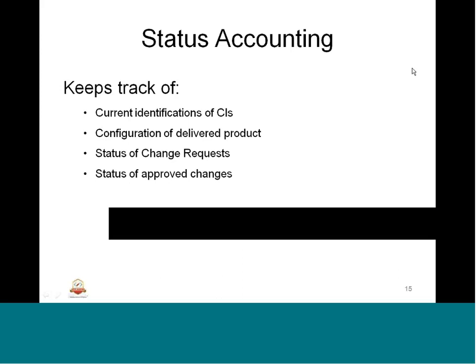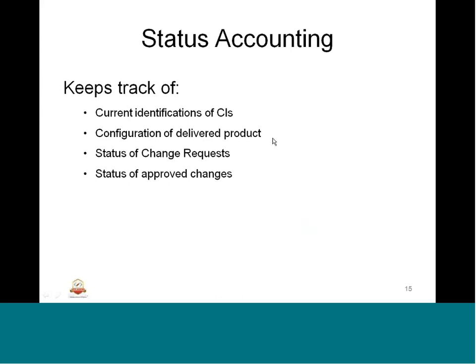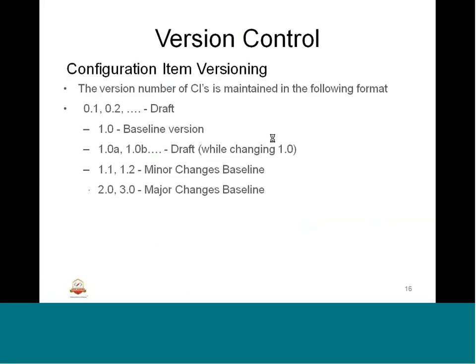Okay, next coming to the important item called version control. So what is a version? Anything that identifies one configuration item with a number or a name, that process is called versioning. So a configuration item will be versioned. The version number of CIs is maintained in the following format.